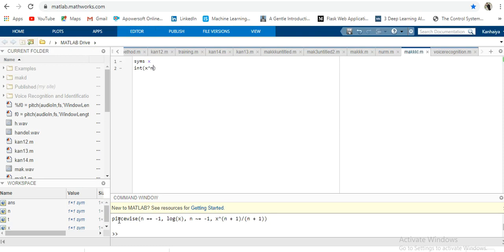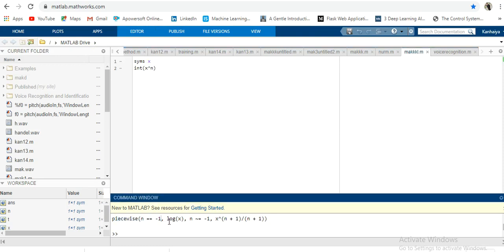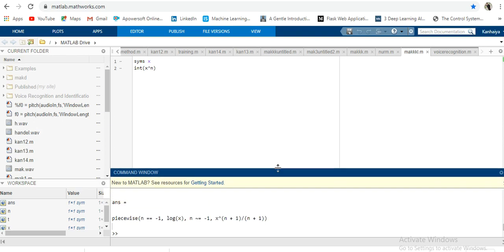It is giving piecewise: n equal to minus 1 gives log x, and n not equal to minus 1 gives x to the power n plus 1 upon n plus 1. That means n not equal to minus 1, because if we put minus 1 in place of n, then it will become infinite and the function will not be defined. So that's why it is giving this. Very useful output by MATLAB. It is not giving only the solution, it is also giving the condition where the function will fail. That's pretty good. Let me make it a little bit bigger.